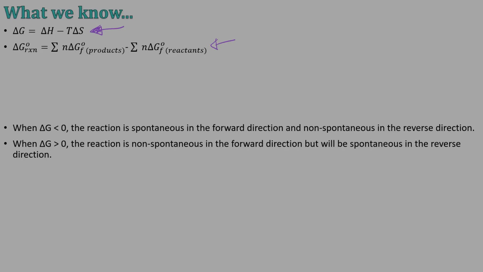And so if we find that the delta G is negative or less than 0, the reaction is spontaneous in the forward direction. And if you flip a reaction because of Hess's law, the sign changes. So it would be non-spontaneous because it would be positive if we flipped it in the reverse direction. And same thing goes for if delta G is positive, it's non-spontaneous going forward, but it is spontaneous going backward.